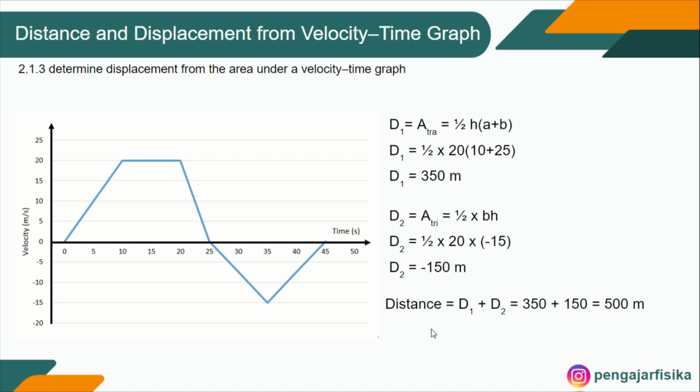For the displacement, since it's a vector quantity, we have to consider the direction, because the object is actually moving to the right at the first 25 seconds and then moving to the left for the rest of the time. So the displacement will be 350 minus 150 equals 200 meter.